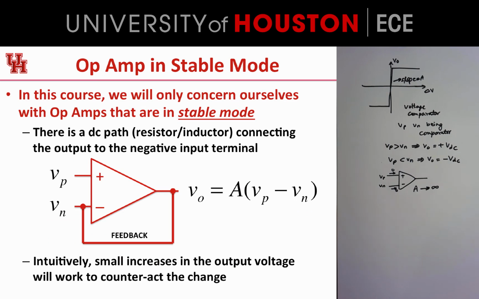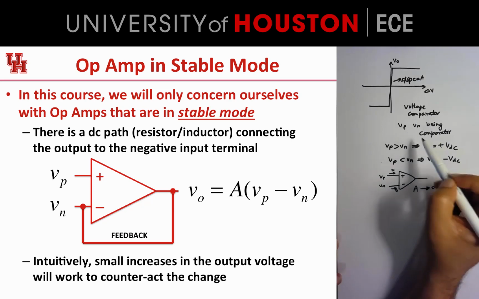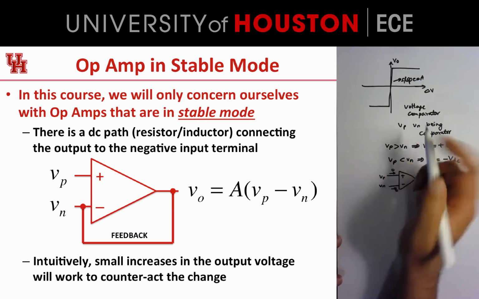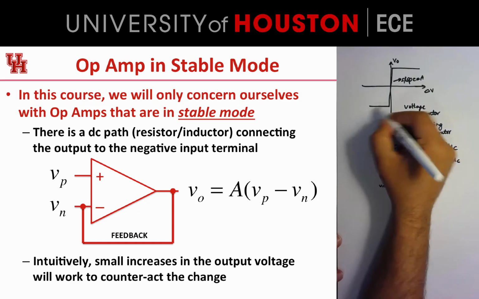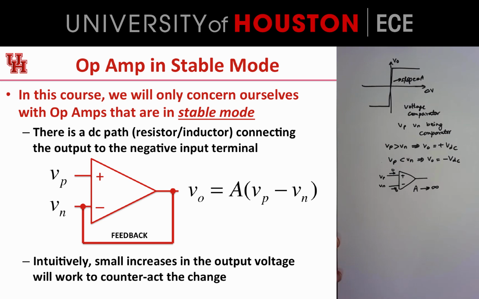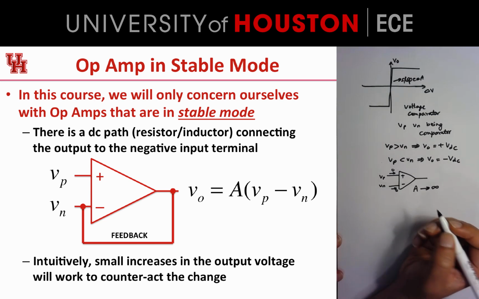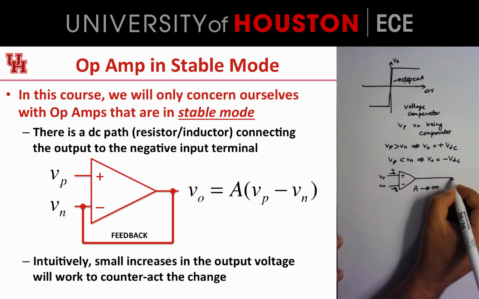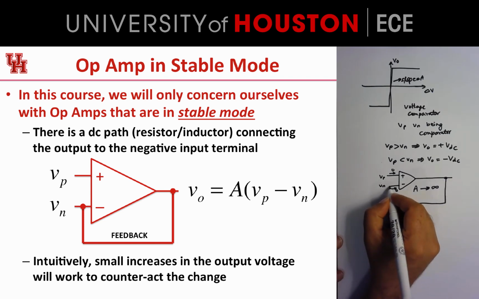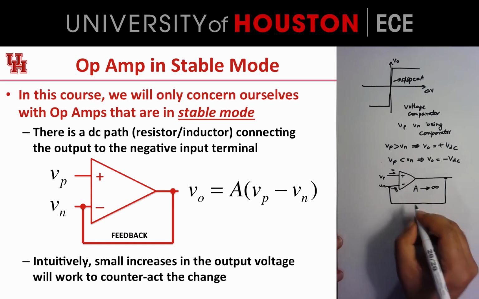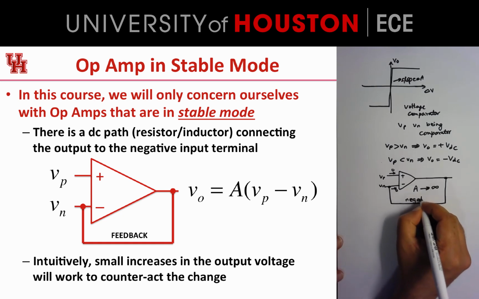So when we talk about op-amps, for the most part, we notice here that this is a very jumpy kind of device. Even the tiniest input difference will get amplified by a big number. So if A is infinity, this is going to be a perfect step function. So how do we tame this jumpy device? One way to do that is to have some kind of connection between the output and the negative part of the input. We call this negative feedback.